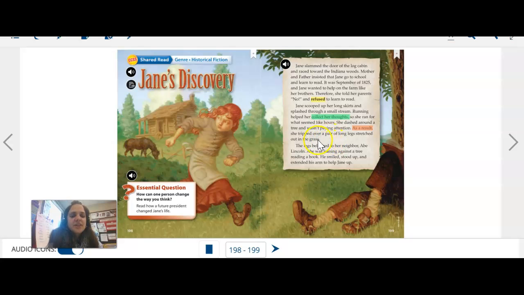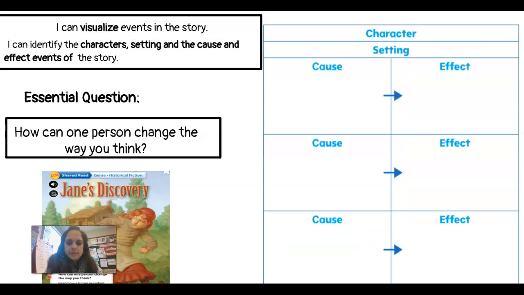I want to read on to find out the characters' names of these legs. The legs belonged to her neighbor, Abe Lincoln. Abe was leaning against a tree, reading a book. He smiled, stood up, and extended his arm to help Jane up. So, since Abe was leaning against a tree reading a book, Jane tripped over his legs. Let's record this cause and effect key detail in our graphic organizer.